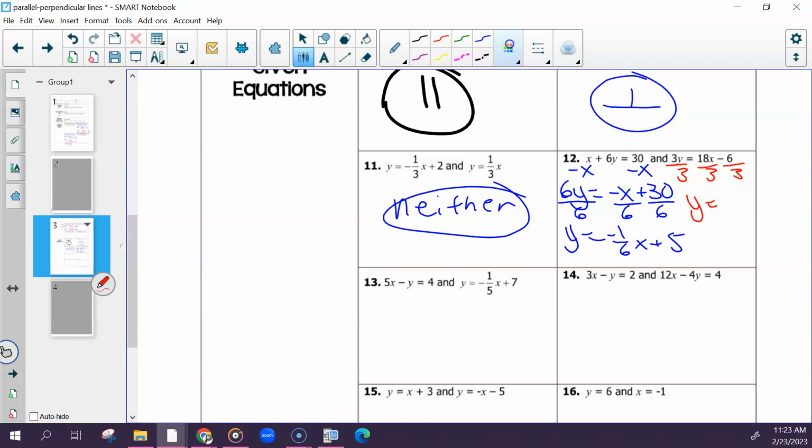What would that second one be? Really? So would these be parallel, perpendicular, or neither? The slopes are flipped. One is negative. Those would be perpendicular.